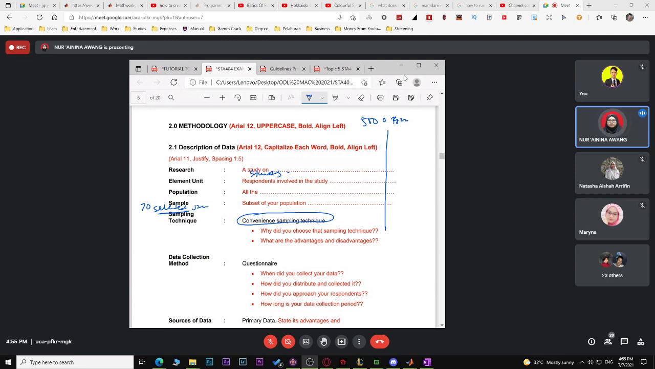Tapi dalam kes ni you memang tak boleh nak dapat pun sampling frame ni. Okay, benda pertama ni memang you tak boleh nak dapat. That's why kita just guna convenient sampling technique. Untuk convenient sampling technique ni dia tak perlu ada sampling frame.